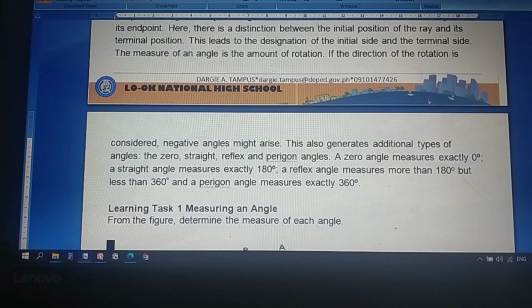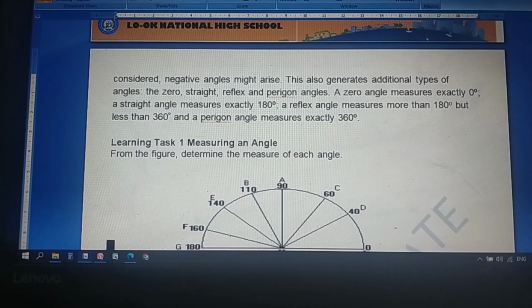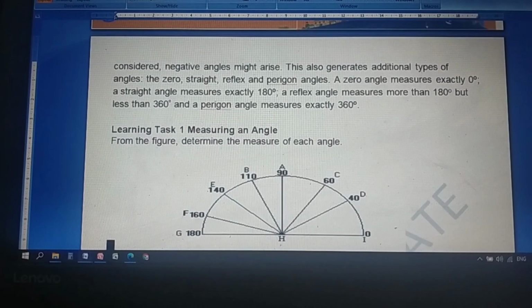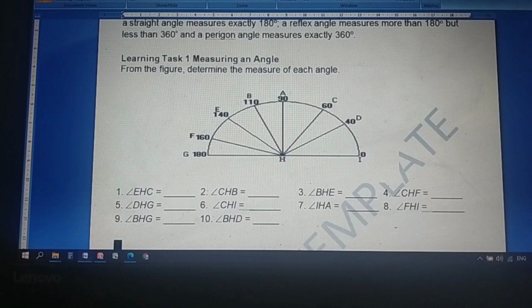The measure of an angle is the amount of rotation. So if the direction of the rotation is considered, negative angles might arise. This also generates additional types of angles: the zero, straight, reflex, and perigon angles. A zero angle measures exactly 0 degrees. A straight angle measures exactly 180 degrees. A reflex angle measures more than 180 degrees but less than 360 degrees, and a perigon angle measures exactly 360 degrees.